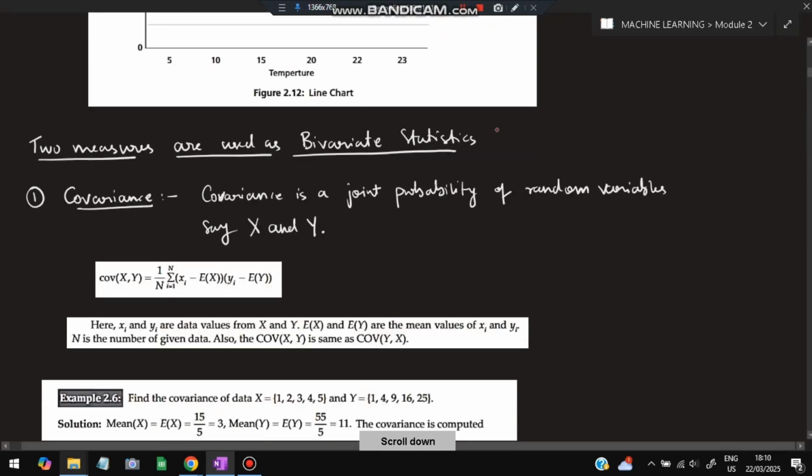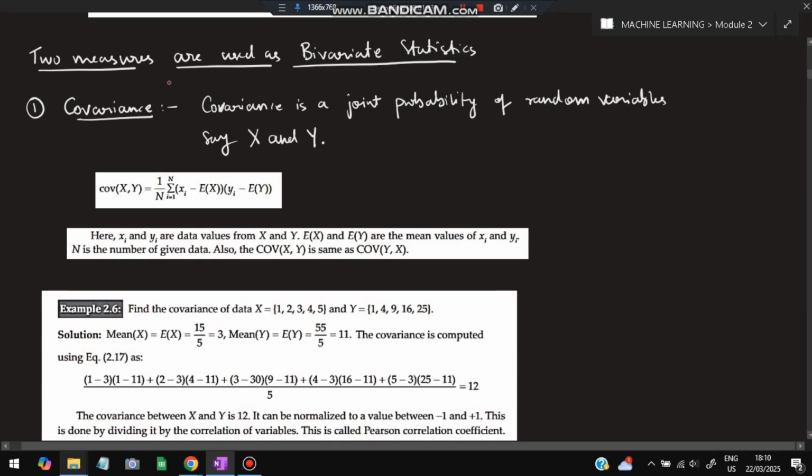Next, two measures are used to calculate bivariate statistics. Statistics means the analysis of whatever data we have, to get to know what it means. So two measures are used. The first one is covariance. What do we mean by covariance?